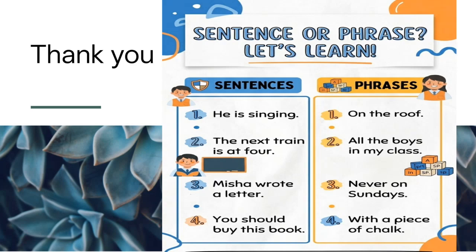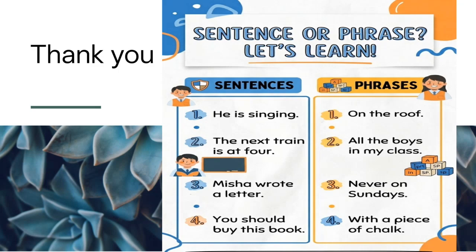A sentence always gives us a complete thought or idea. But a phrase only gives us a partial or incomplete idea, like on the roof. On the roof what? What on the roof? The second rule is the formula, like subject plus verb. In the sentence he is singing, here he is a subject and singing is a verb. But on the roof, where is the subject, where is the verb?